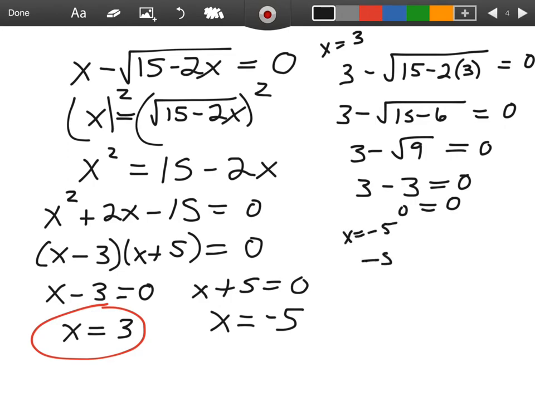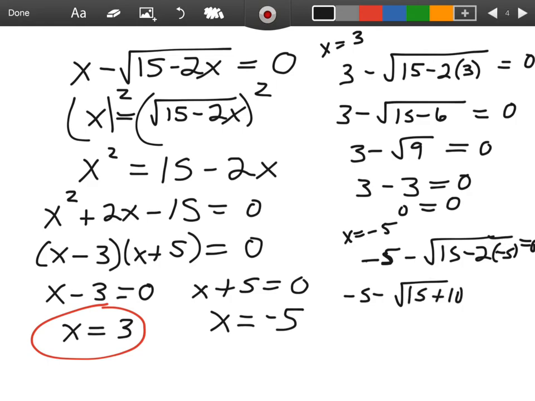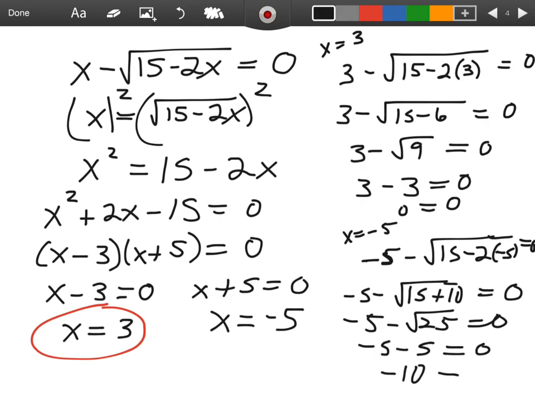We have -5 minus the square root of 15 minus 2 times -5 equal to 0. So I have -5 minus the square root of 15 plus 10 equal to 0, which is -5 minus the square root of 25, which is -5. So we have -10 equal to 0.